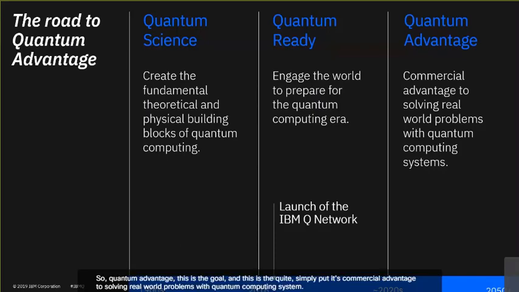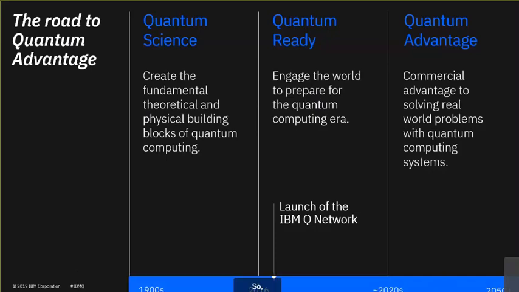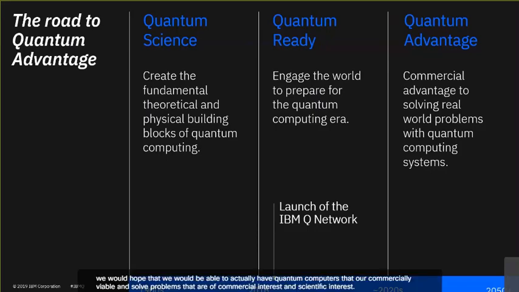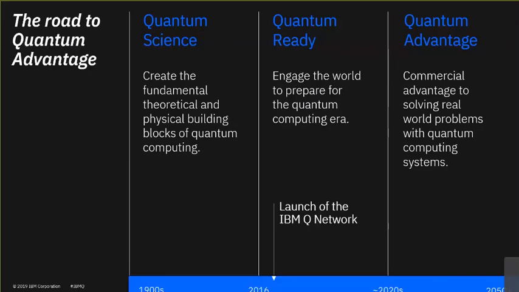So quantum advantage, this is the goal. And this is, quite simply put, commercial advantage to solving real-world problems with quantum computing systems. So when we're in the stage of quantum advantage, we would hope that we would be able to actually have quantum computers that are commercially viable and can solve problems that are of commercial interest and scientific interest. Next slide, please.